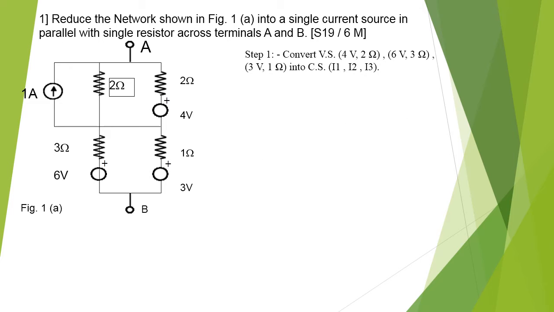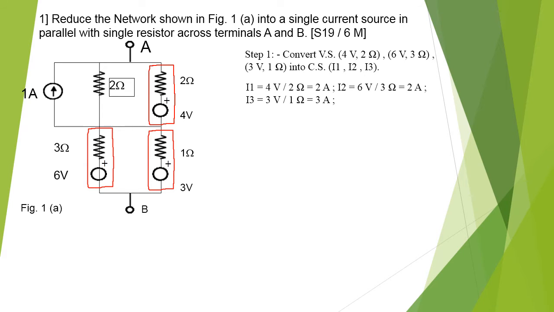Okay, so now let us start the solution. Step 1: convert voltage sources 4 volt 2 ohm, 6 volt 3 ohm and 3 volt 1 ohm into current sources. Let the values of the currents be I1, I2 and I3. How to get them? By using Ohm's law, current equals voltage upon resistance. So I1 is equal to 2 ampere. Using similar formulae, you get I2 equal to 2 ampere and I3 equal to 3 ampere. Now replace these voltage sources by current sources. You get this circuit.